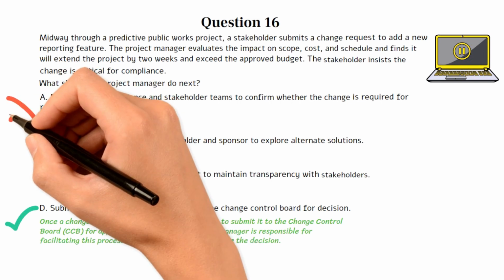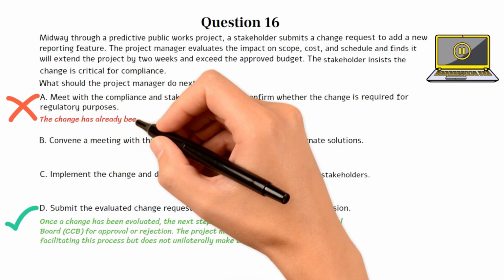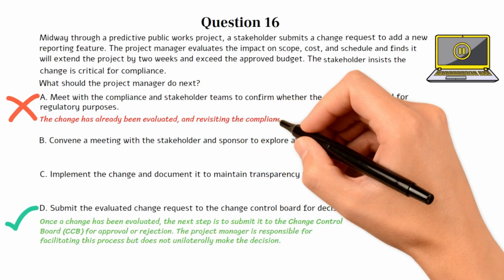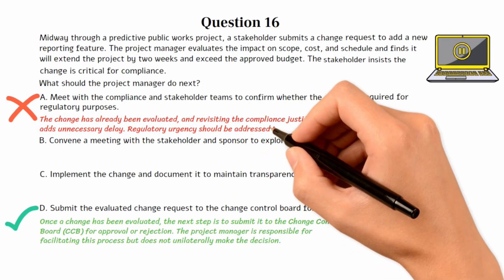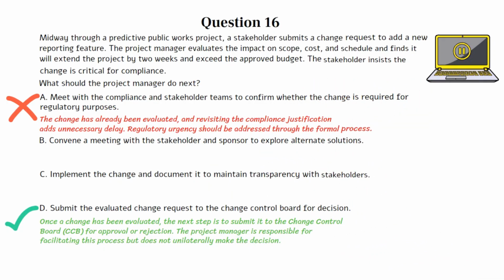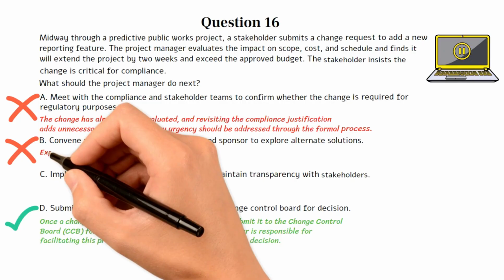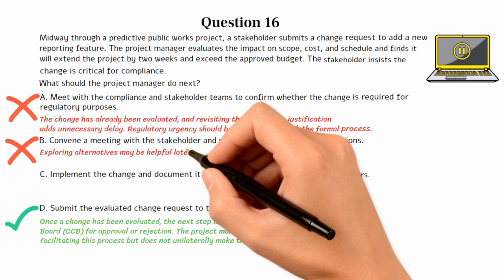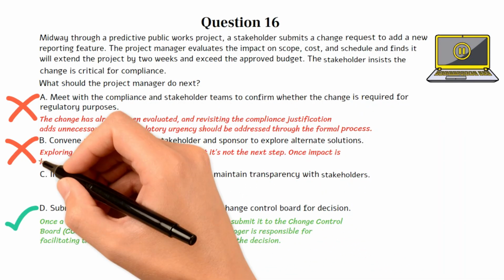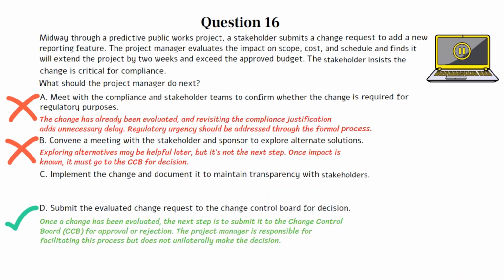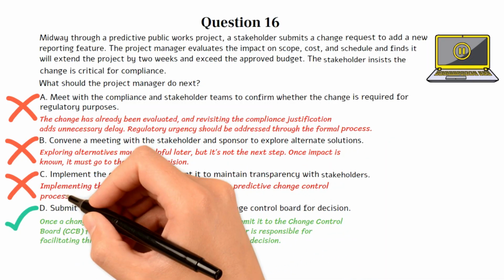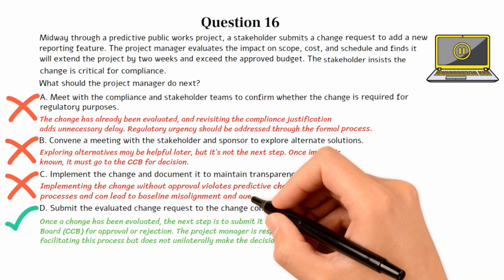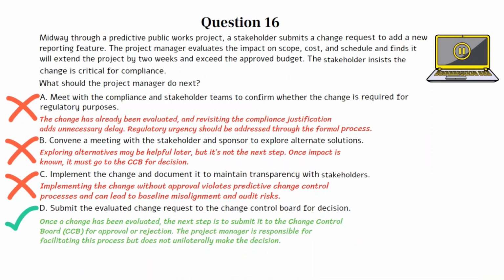Choice A is incorrect. The change has already been evaluated and revisiting the compliance justification adds unnecessary delay. Regulatory urgency should be addressed through the formal process. Choice B is incorrect. Exploring alternatives may be helpful later, but it's not the next step. Once impact is known, it must go to the CCB for decision. Choice C is incorrect. Implementing the change without approval violates predictive change control processes and can lead to baseline misalignment and audit risks. Let's move on to the next question if you're ready.